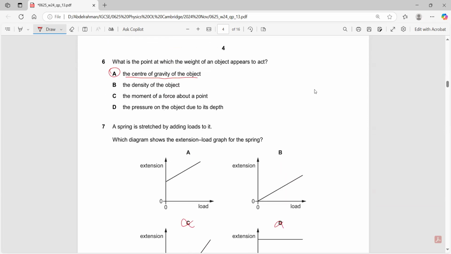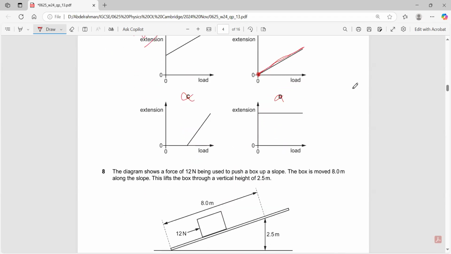Okay, is it A or is it B? It is B. Yes, because they are directly proportional. They start from the origin. It's not A. A would be if instead of extension you wrote down the length. Yes, so it is B.